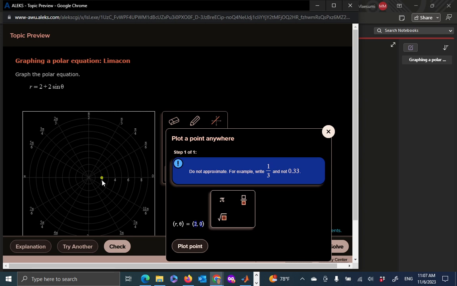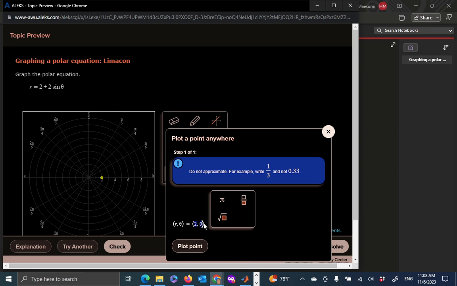So r is equal to 2. Theta is equal to 0. At angle 0, we have a point. Now let's do another one. Now we are going to pick our angles to be the famous angles, so that first of all we can do it quickly, and also we recognize what the answers are.